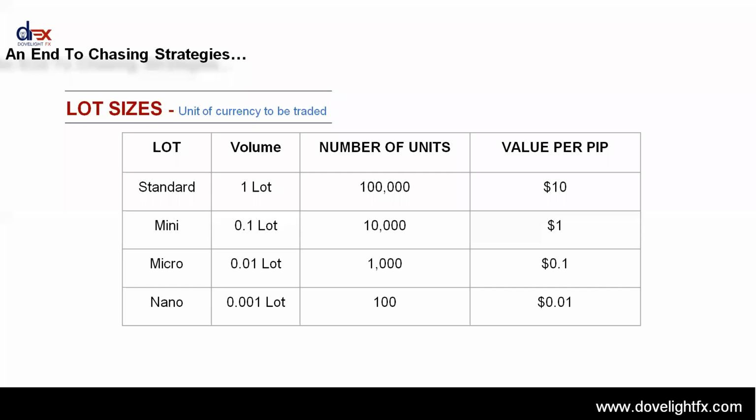I told you that the pip is the smallest standard change in price that an asset can make. Then we have the fractional pip, which is the pipit. I'm not going to talk about it because it's for accuracy purposes. Our interest is the pip. So let's not go out of syllabus.